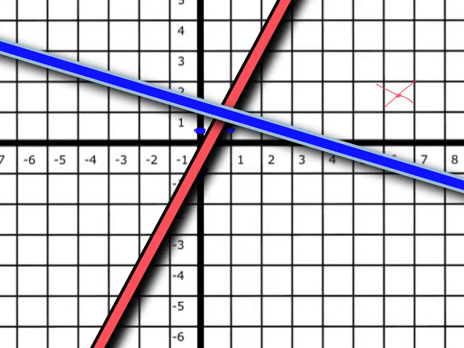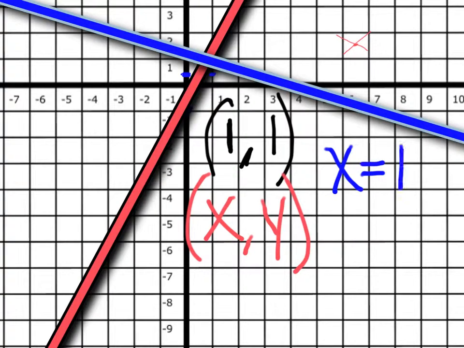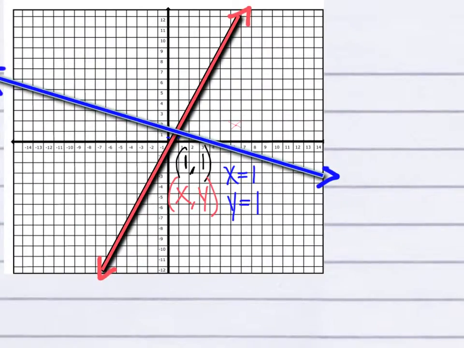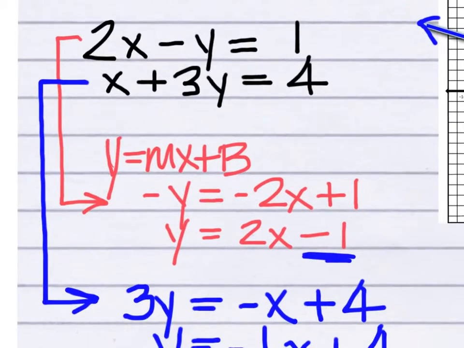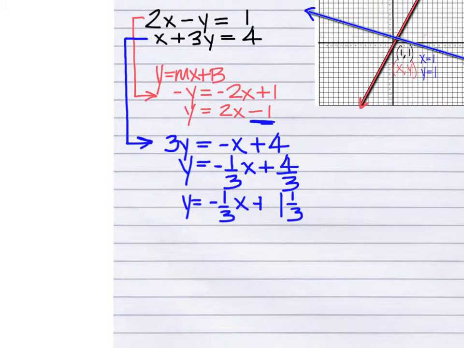1, 1, right. 1, comma, 1. Points are listed as x, y. Therefore, from this we can assume that x equals 1, y equals 1. If you want to make certain you have the right answer, then plug that in, 1, 1, into one of those equations. Plug it into the original one.